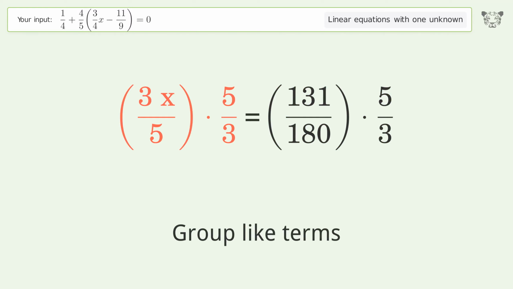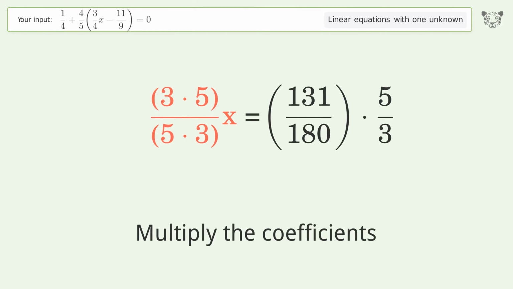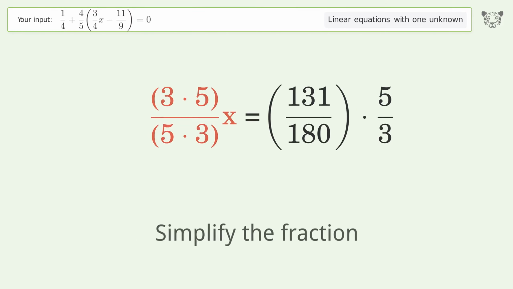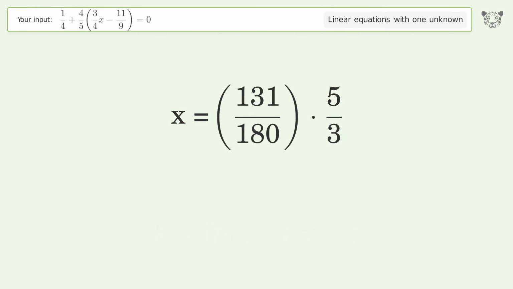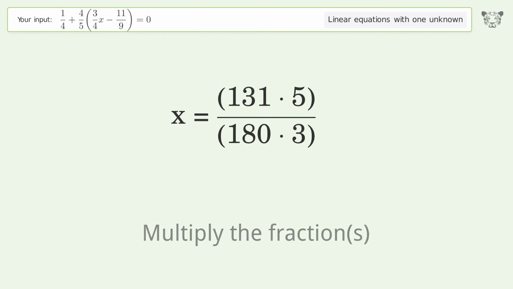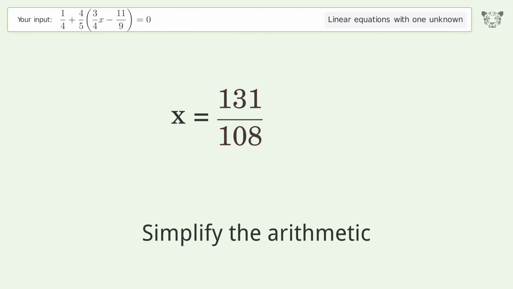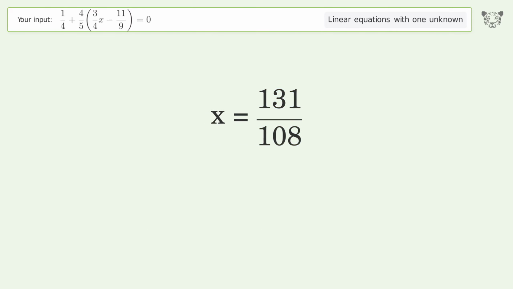Group like terms. Multiply the coefficients. Simplify the fraction. Multiply the fractions. Simplify the arithmetic. And so the final result is x equals 131 over 108.